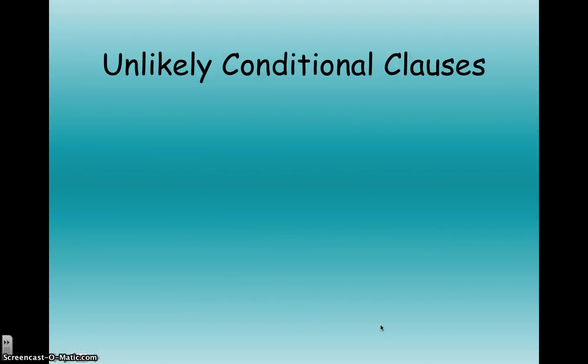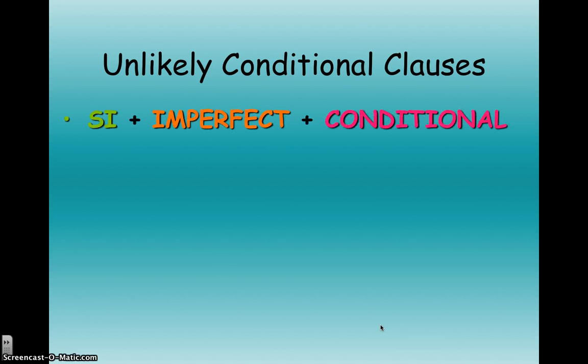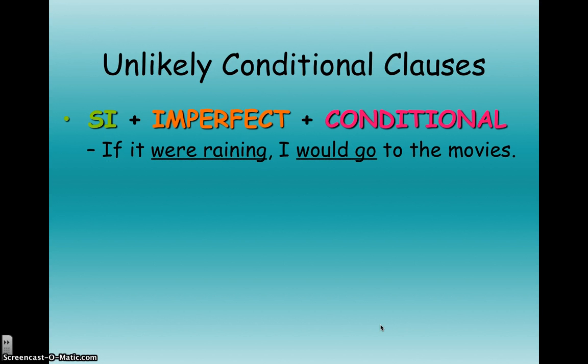Now, we are going to talk today about unlikely conditional clauses. All right. This is if something were to happen. It's not very likely, but if it were to happen, what would we do? So that follows the construction of C plus the imperfect plus the conditional. If it were raining, I would go.